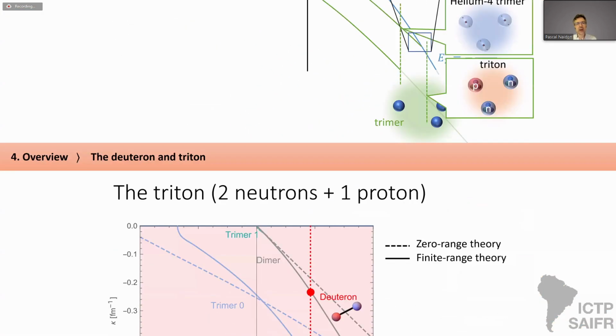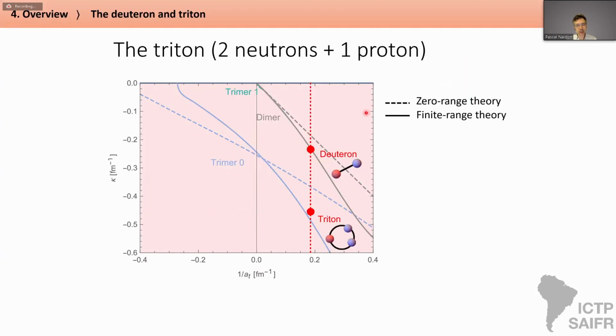So let me start with the triton. Here on this graph, first look at the dashed curves. They correspond to the two-body bound state and three-body bound state that you would obtain in a zero-range theory. So if you set up a zero-range theory for this particular system, where you input the physical parameters of the scattering length, the triplet and singlet scattering lengths for the system, then you obtain these curves.